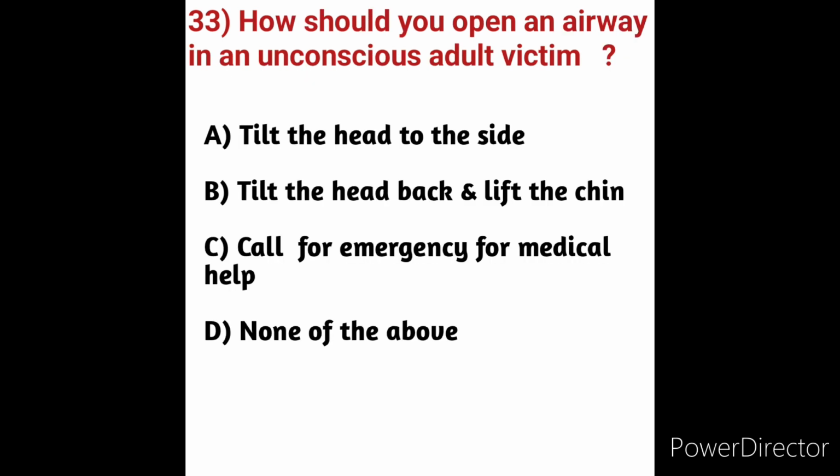Next we'll move on to question number 33. How should you open an airway in an unconscious adult victim? Here the adult victim is unconscious. How will we open an airway in an unconscious patient? Let's see the options. Option A, tilt the head to the side. Option B, tilt the head back and lift the chin. Option C, call for emergency medical help, and option D, none of the above.